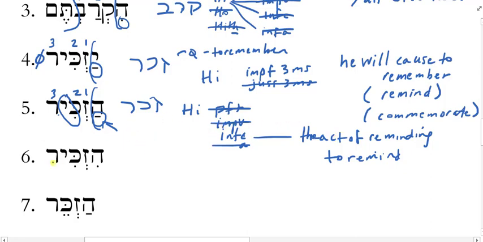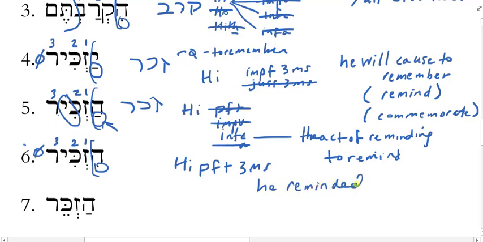Now, real quickly, we'll do 6. I have hizkir, same 3 root letters, same hey prefix, but an I-class vowel instead of an A-class. So that's easy, right? That's got to be hifil what? Perfect. With no ending, the perfect is 3ms, and this is he reminded. Okay? And then hazkir has the same 3 root letters and the prefix hey, but an A-class vowel, so it's hifil what 3 possibilities? Not perfect, but imperative, infinitive construct, infinitive absolute.